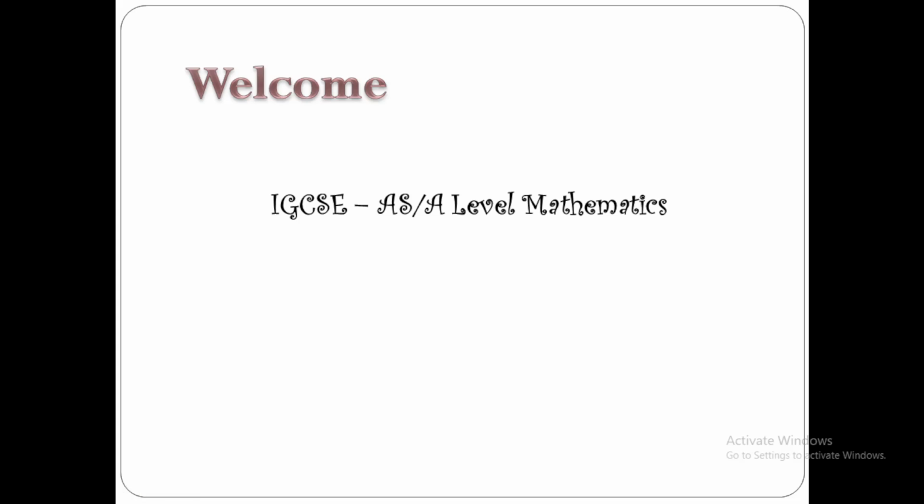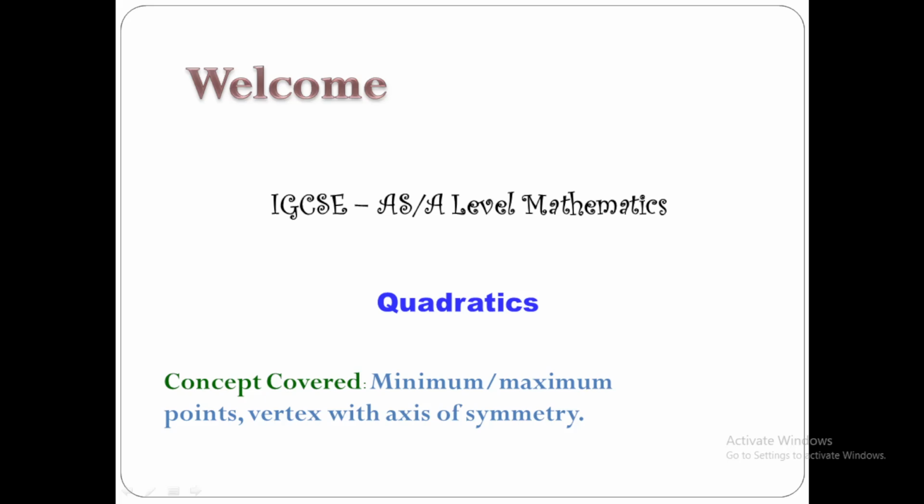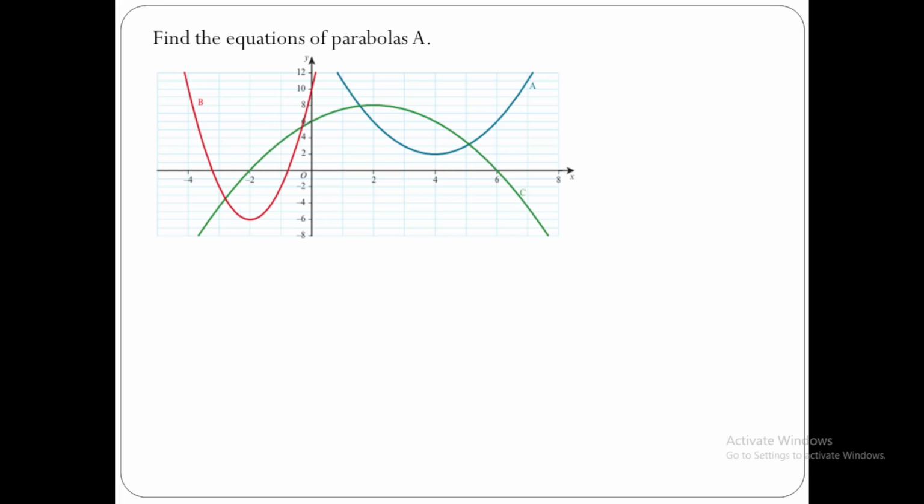Hello, welcome to everyone. Let's see the problem related to maximum minimum points and vertex of the axis of symmetry. Under this topic, we have to find the graph of the parabola, that is, the equation of the parabola. They are given with three graphs, A, B and C. Three parabolic curves are provided as a graph, but we have to find the equation of each of the graphs.